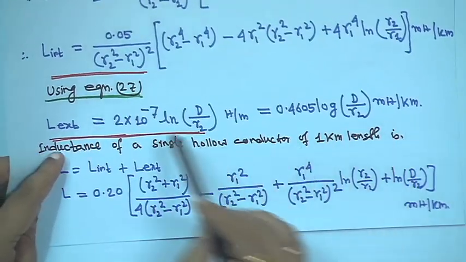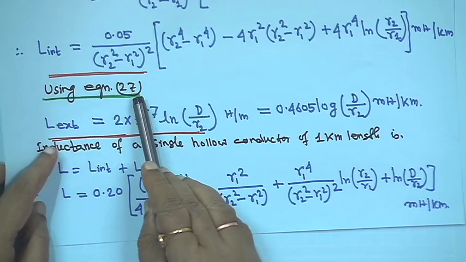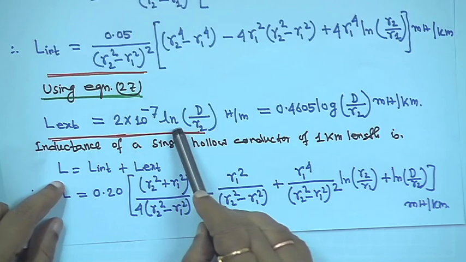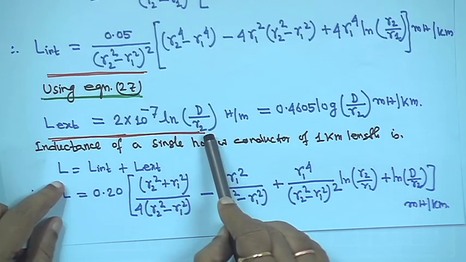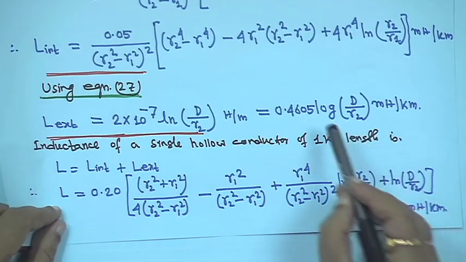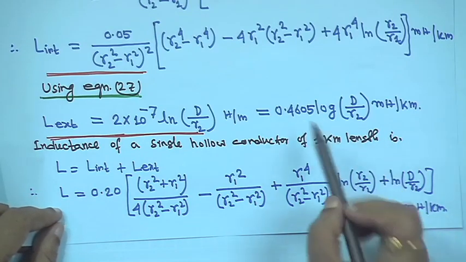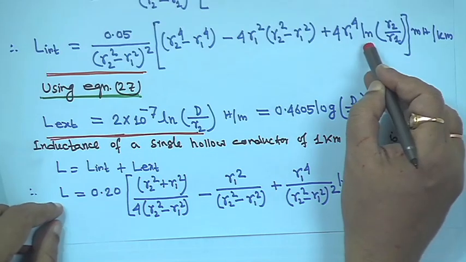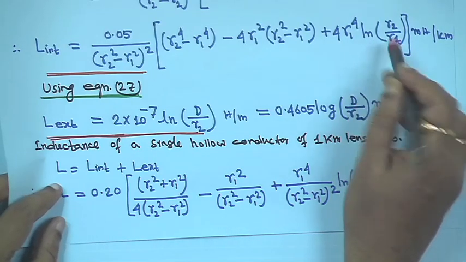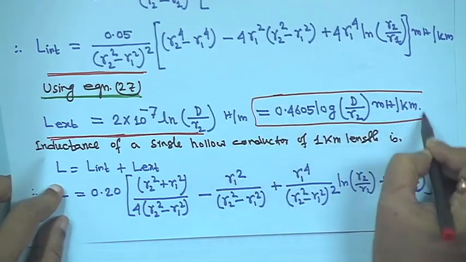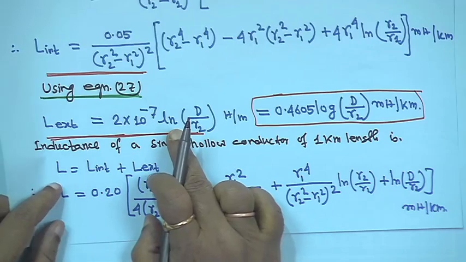So, using equation 27, we know that L external, that already we have derived in equation 27, if you go back, is 2 into 10 to the power minus 7 natural log ln d upon R2 Henry per meter. Although I have written this is equal to 0.4605 log d upon R2, as in this expression natural log is coming, we did not convert it to the log. So, this portion we will not use here, only this natural log we will use.